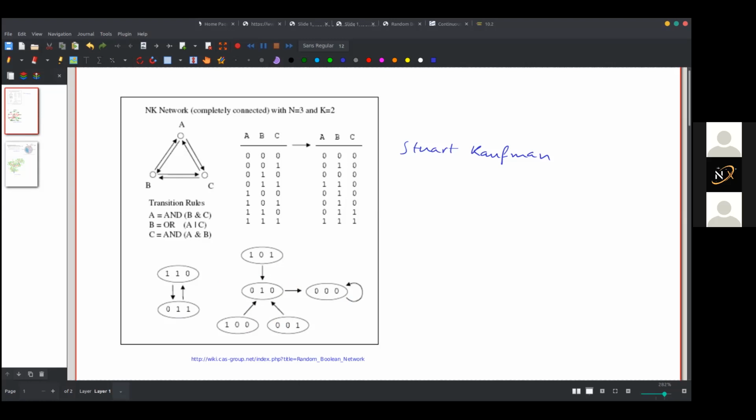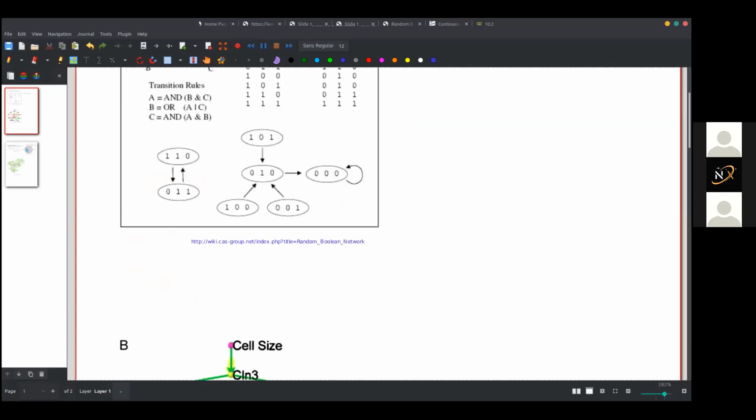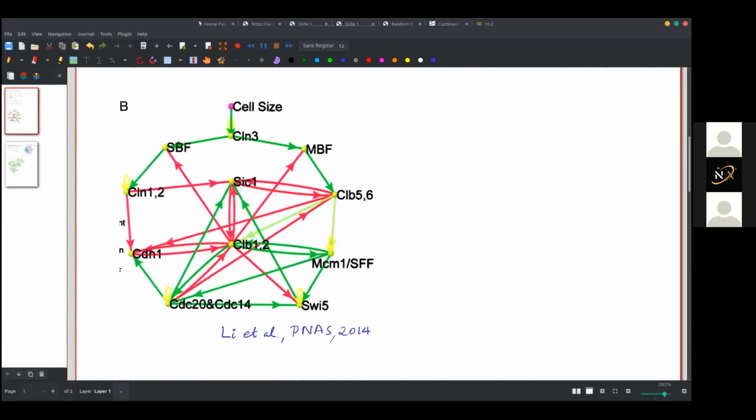Okay, so let's go ahead and see what sort of biology we can get out of this. Don't bother about the names of these proteins. What you are seeing here is a very simplified network of proteins which are important for cell division in yeast.